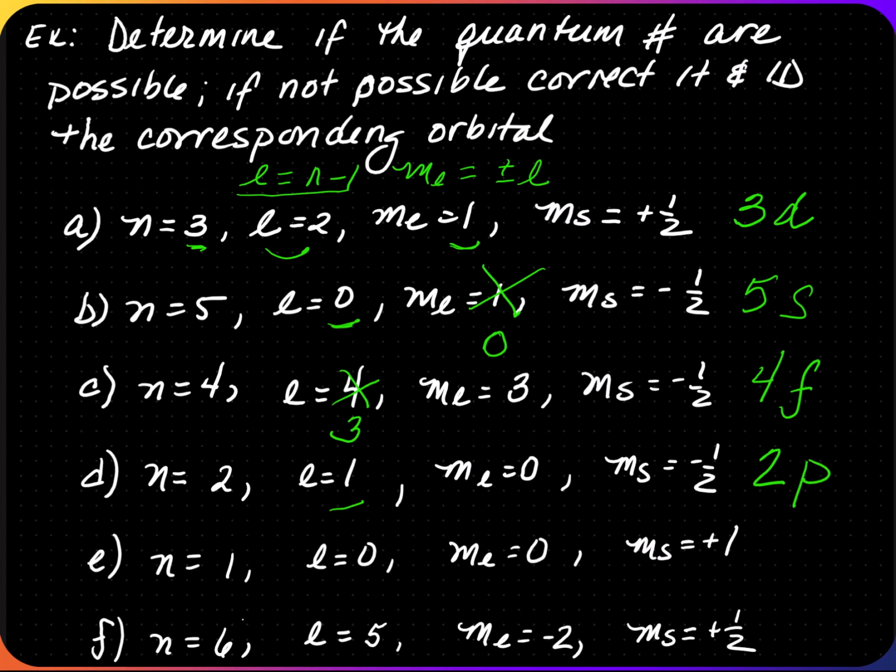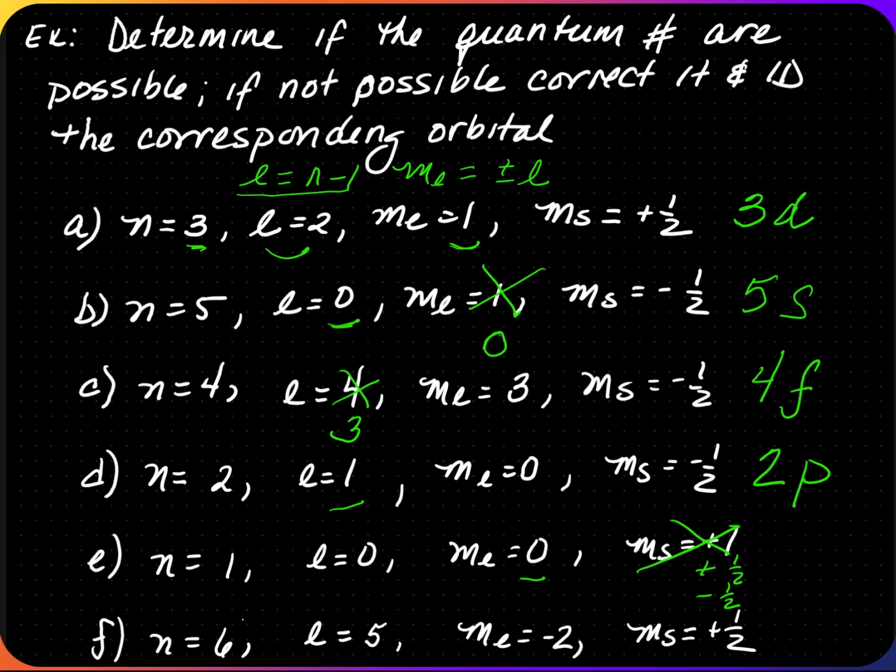1 is P. When n is equal to 1, L can be 0. Well, L can only be 0 because 1 minus 1 is 0. ML is plus or minus 0, so this is correct. However, this is wrong. It cannot be plus 1. It could be a plus 1/2, or you could put negative 1/2.